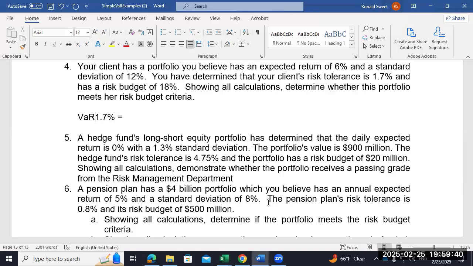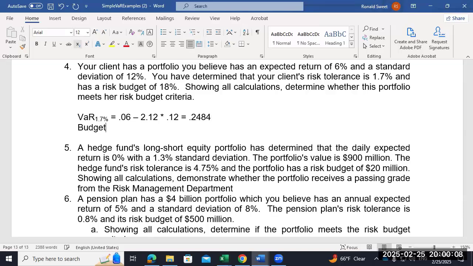All right, let's try it. So the VAR of 1.7%. What was the mean? 6. How many standard deviations? 2.12. And the standard deviation? And what did y'all get? 0.2484. All right. What was their budget? So did they pass?